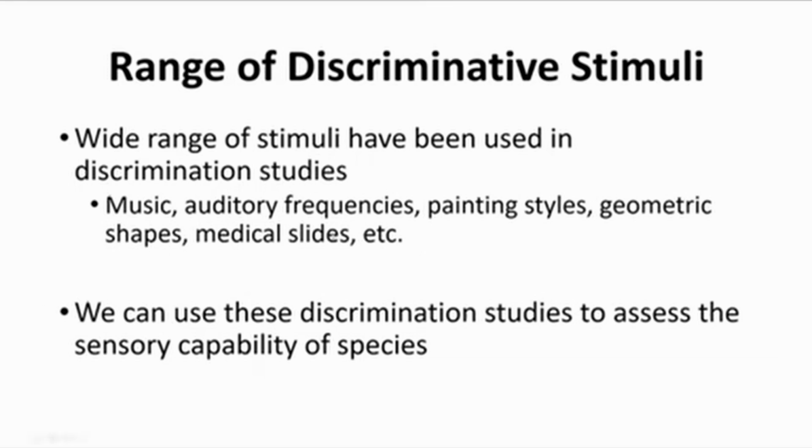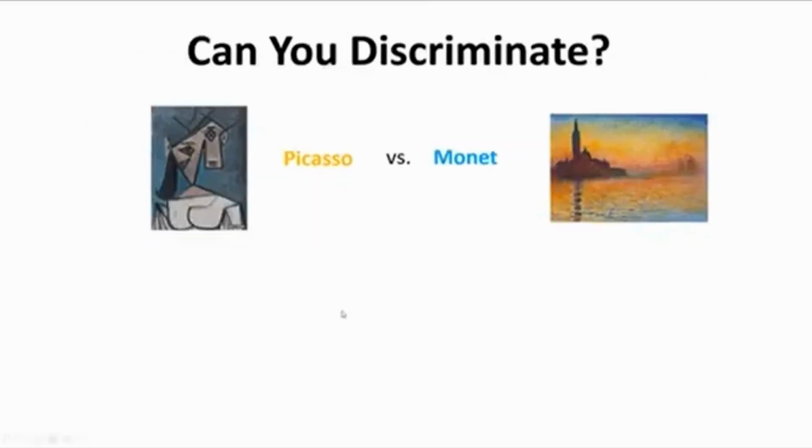And a lot of these examples come straight from the pigeon literature, which I absolutely love looking at if ever I have spare time, because you can set up discrimination studies to assess the sensory capacity of many, many different species, and you can discriminate all sorts of types of stimuli. So we're going to very, very briefly look at some of the cool stuff they've had pigeons discriminate.